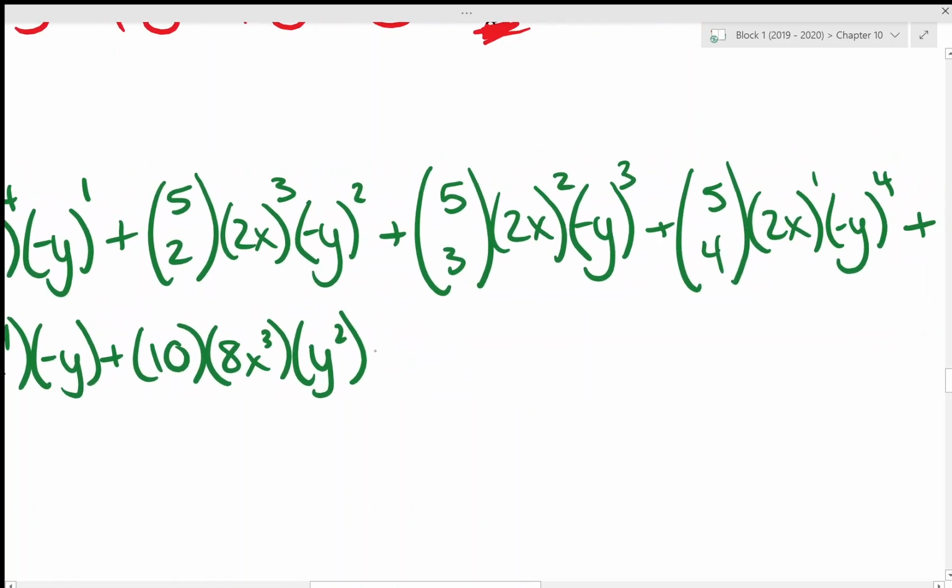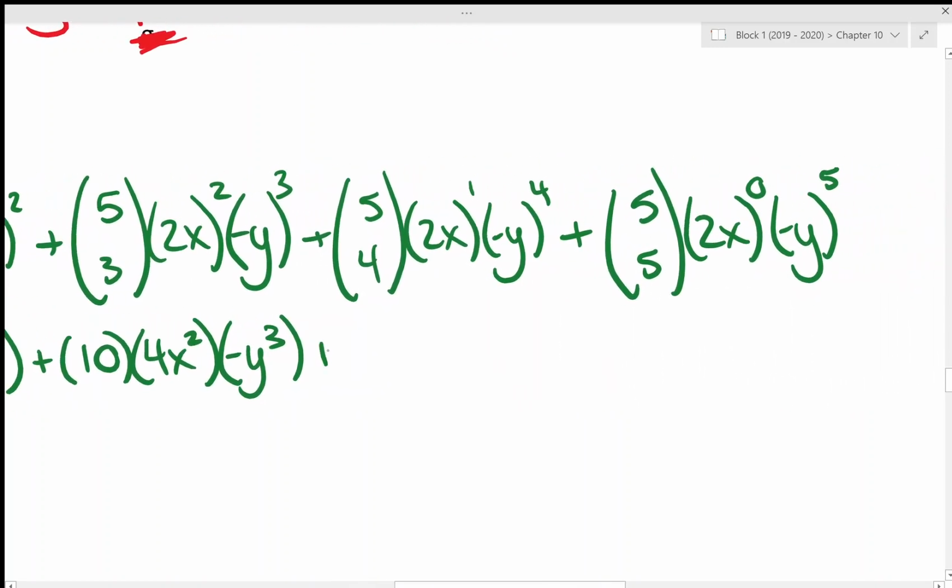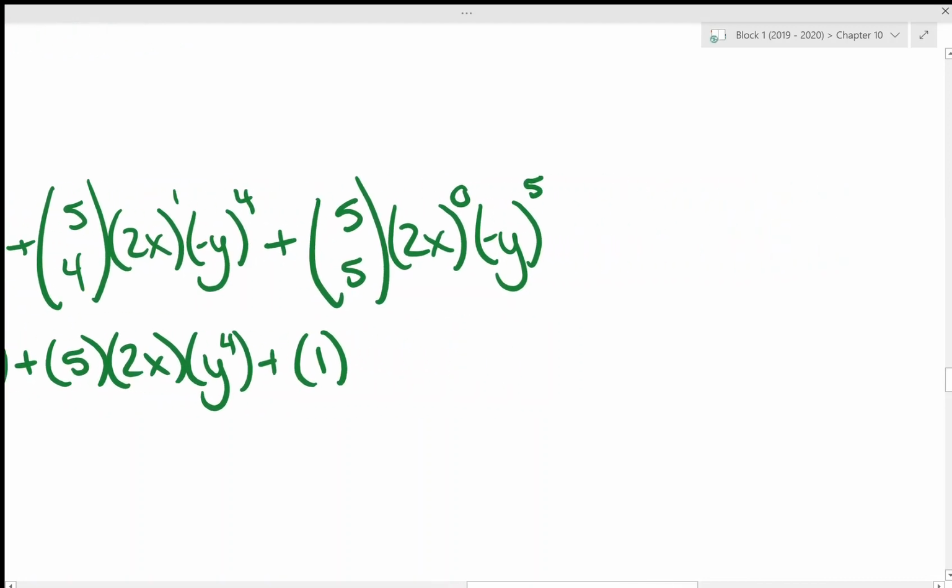5 above 3 is 10. 2x squared is 4x squared. Negative y to the 3rd is negative y to the 3rd because it's an odd power. Plus 5 above 4 is 5. 2x to the 1st is just 2x. Negative y to the 4th is positive y to the 4th. Plus 5 above 5 is 1. 2x to the 0 is 1. Negative y to the 5th is negative y to the 5th.